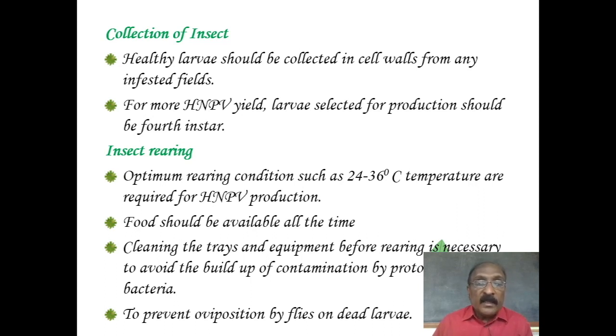Insect rearing can be done in optimum rearing conditions, such as a temperature of 24 to 36 degrees Celsius, which is required for HNPV production. Food should be available at all times. Cleaning the trays and equipment before rearing is necessary to avoid the buildup of contamination by protozoans and also bacteria, and to prevent oviposition by flies on dead larvae.